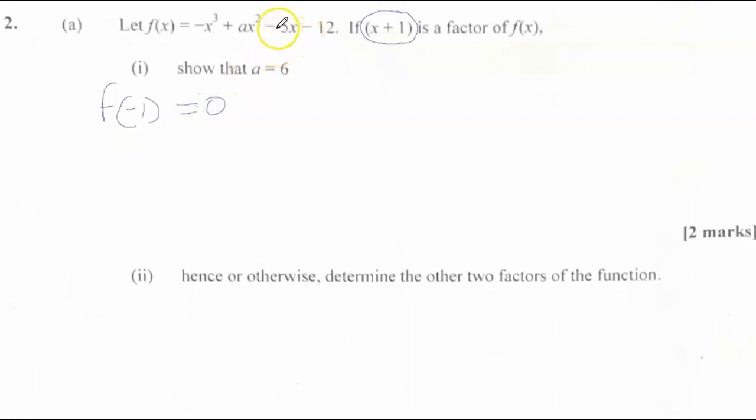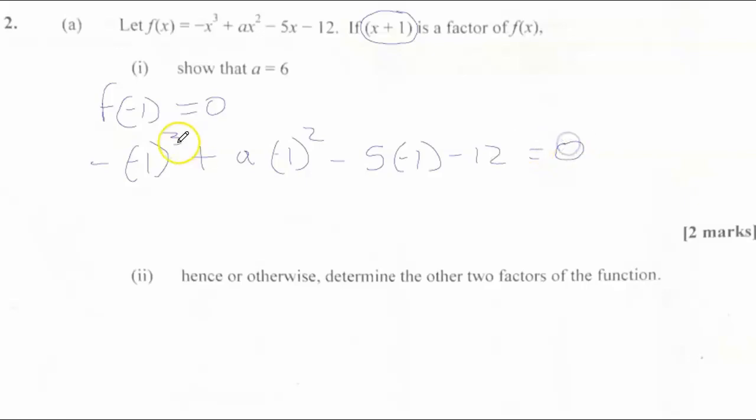0 means there's no remainder. So we're going to replace x everywhere with minus 1. So minus x cubed is minus 1 all cubed, replacing x with negative 1, plus a times minus 1 squared, minus 5 times minus 1, minus 12 equal to 0.